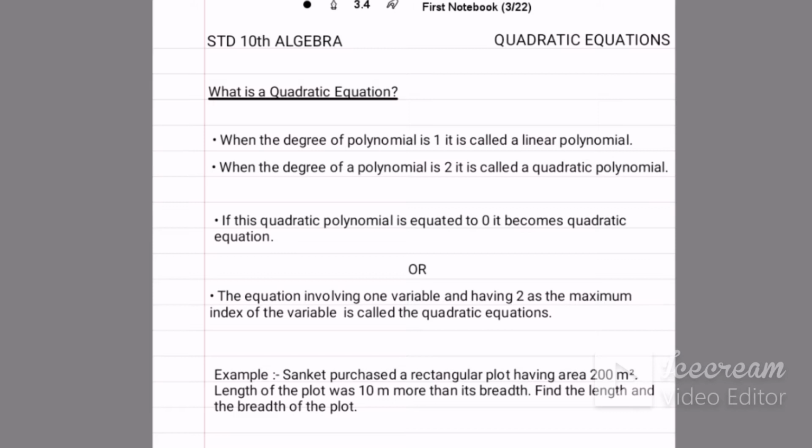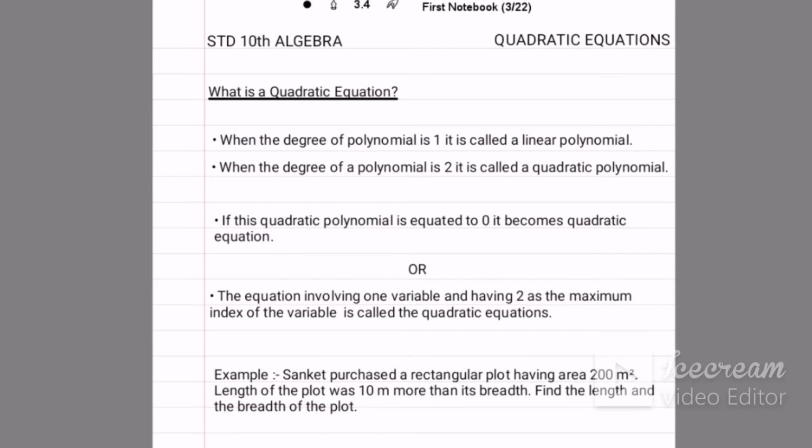Quadratic equation means, so let's see what does it mean, is when the degree of polynomial is 2. A polynomial is anything that is y is equal to a naught x raised to n plus a1 x raised to n minus 1, and it goes on like this, right? So we can substitute the values of n and get the required polynomial. It is a little difficult to understand, but let's focus here now. That is, when the degree of the polynomial is 2, it is called a quadratic polynomial.